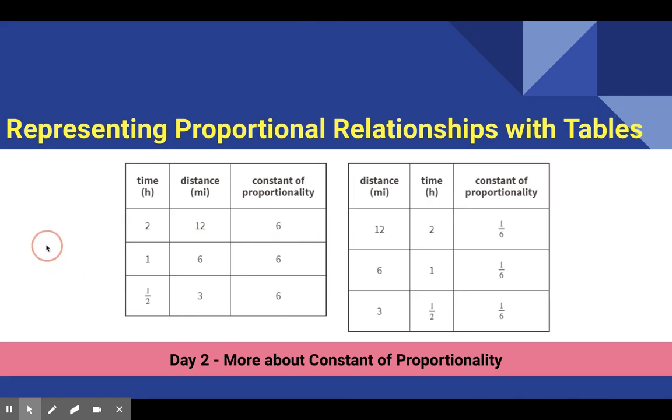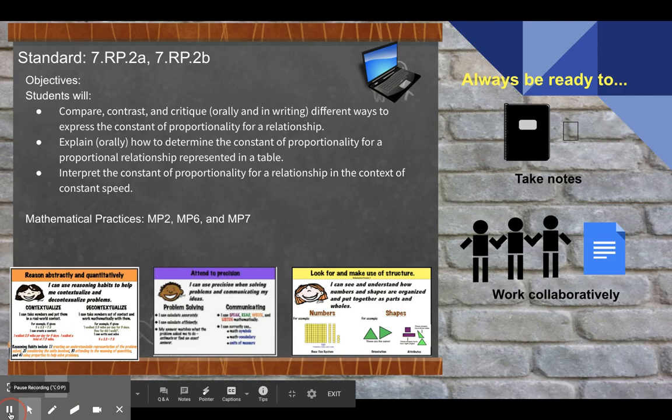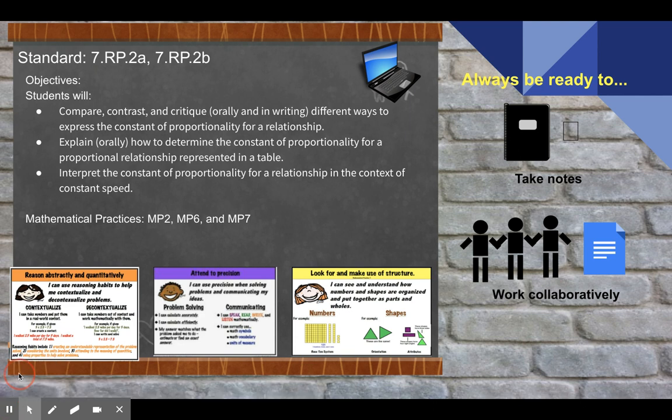So we're going to jump right into representing proportional relationships with tables. Once again, we're in day 2 of our lesson, still talking about constants of proportionality. So for today, the first thing that we're going to copy down is our standard. Our standard is 7.RP.2a and 7.RP.2b. And our objectives are as follows.